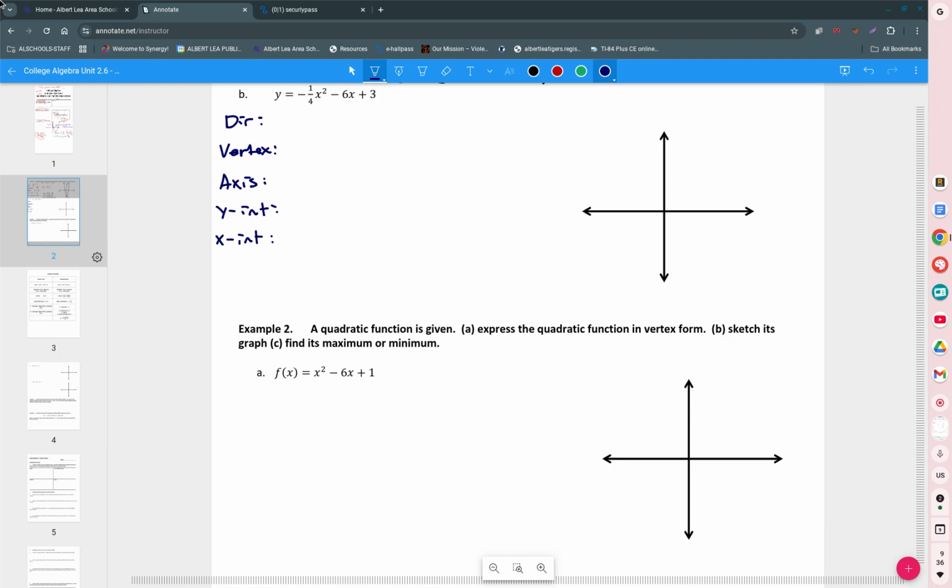So I look at that direction, up or down? Down. I'm going to do the easy ones here. I'm also going to do the y-intercept. What's the y-intercept? 3. Look at that. A couple points right away.